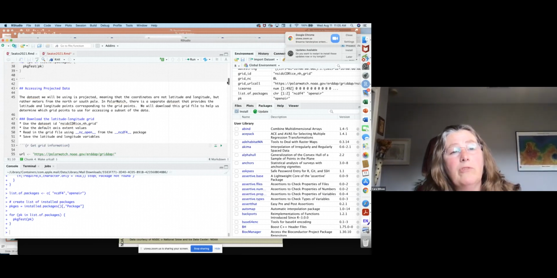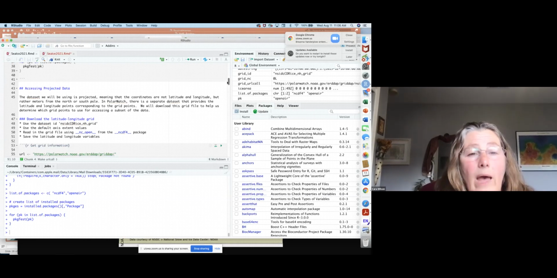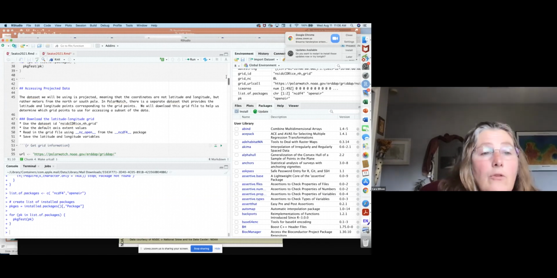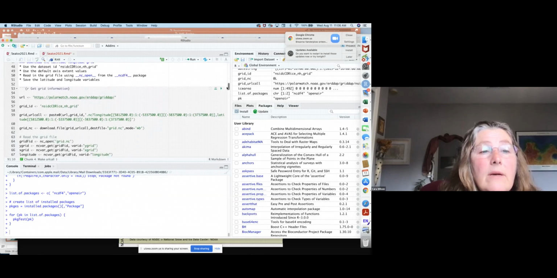So when we're working with projected data, if we want to think about it in latitude and longitude, we have to get this grid to do that translation for us. So what this code is going to do first is download the latitude longitude grid associated with that data set. That will allow us to map our latitude and longitude constraints to the grid constraints. So this first thing we're going to do is download the grid. That's what this next thing does.